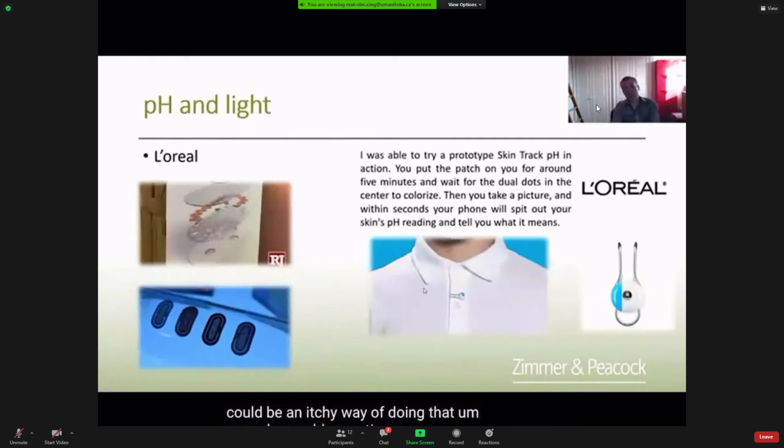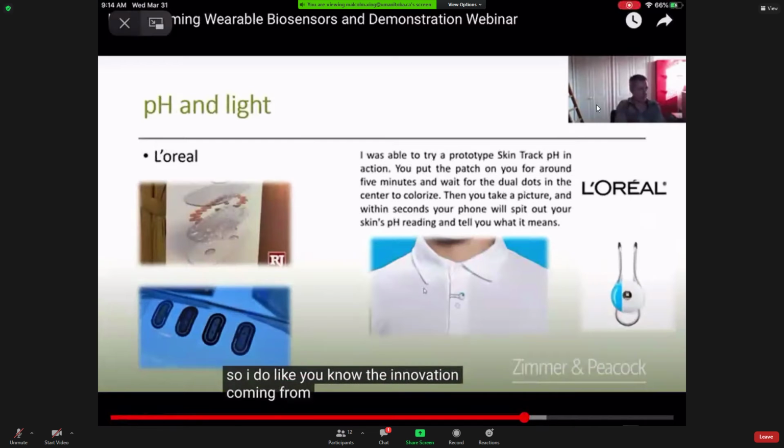Some honorable mentions. L'Oreal actually did a nice wearable biosensor. It wasn't electrochemical, it was colorimetric, but I did like it because it was wearable. It used some microfluidics, and it was apparently measuring the pH of the skin, which makes really good business sense for a company like that. And it also went nicely because before that they'd done a light sensor. So I do like the innovation coming from this company.